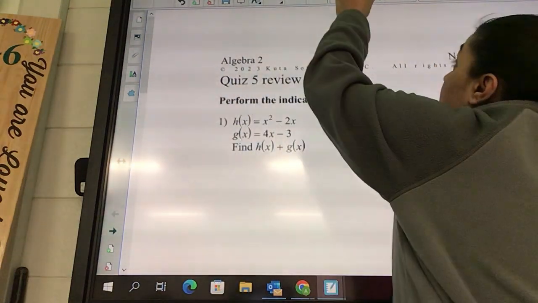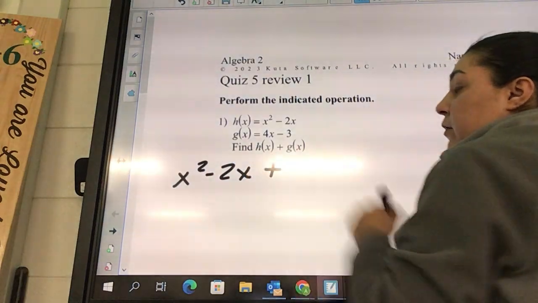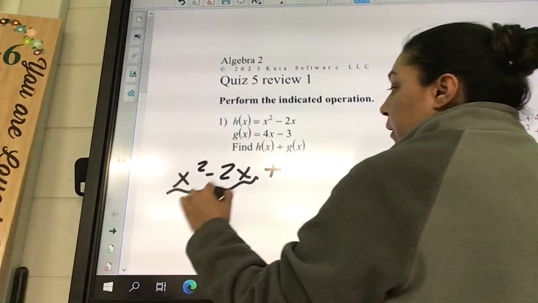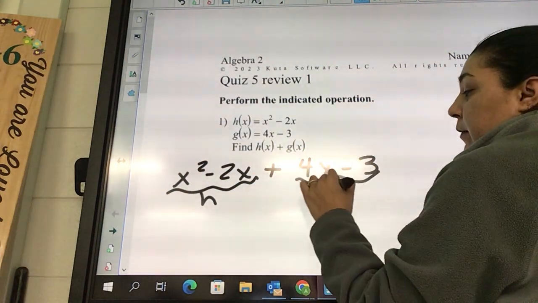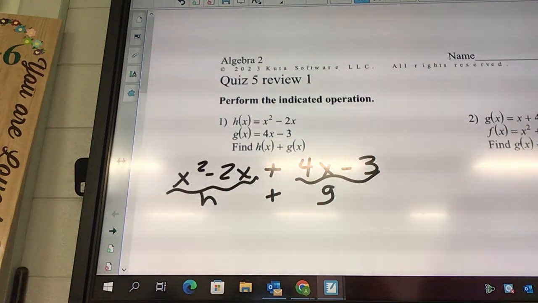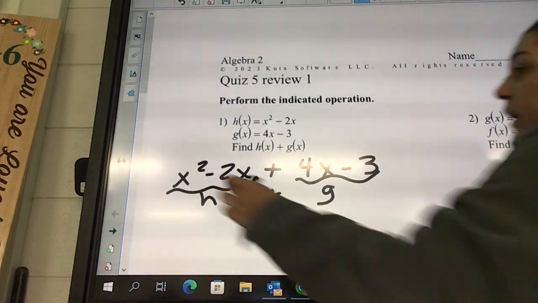x squared minus 2x plus, what is my g of x? Plus g of x is going to be 4x minus 3. Okay, so here, same thing. I got h plus g. Okay, and then we do what? Combine like terms.